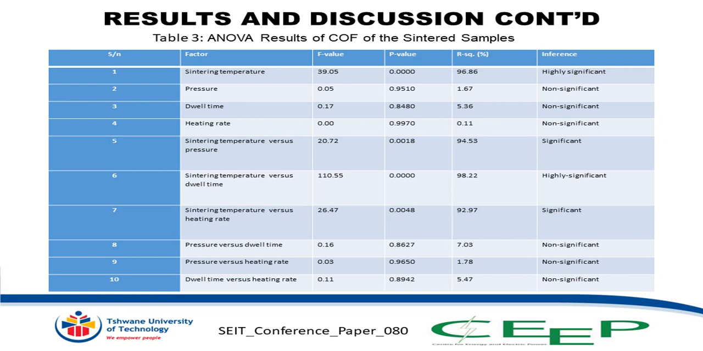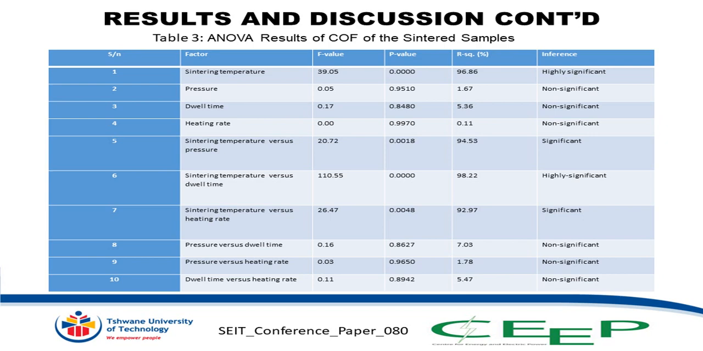But the interaction between sintering temperature and pressure is very significant, with R squared or coefficient of determination of 94.53 percent. Interaction between sintering temperature and dwell time is equally highly significant. Interaction between sintering temperature and heating rate is equally very significant.